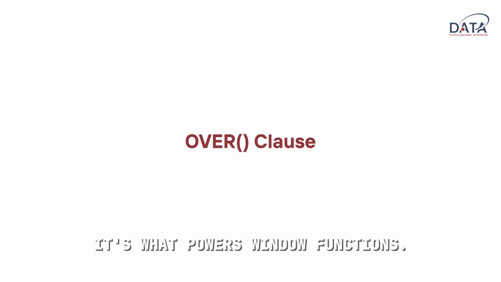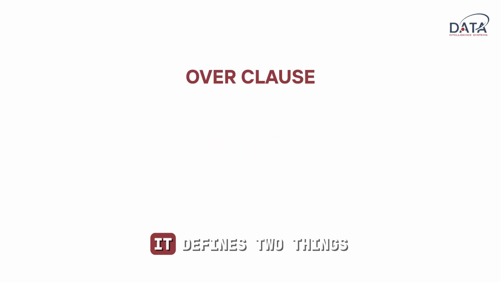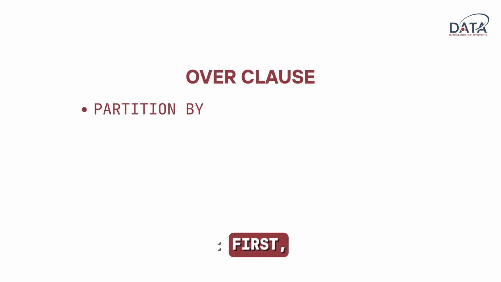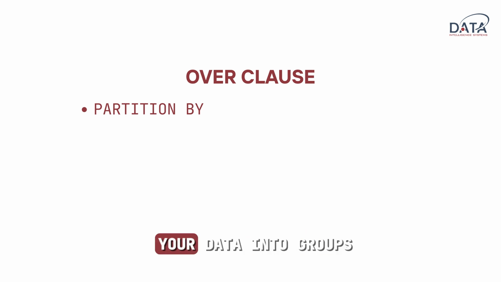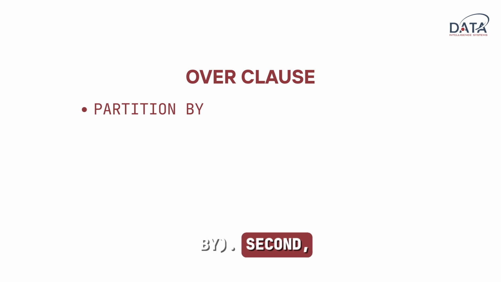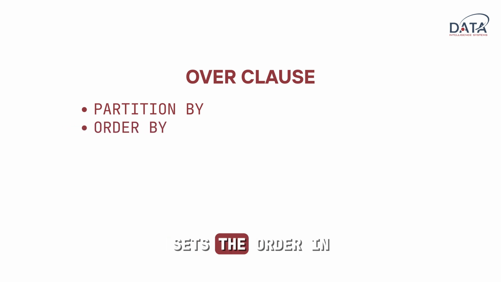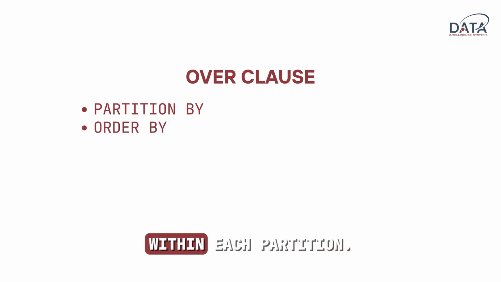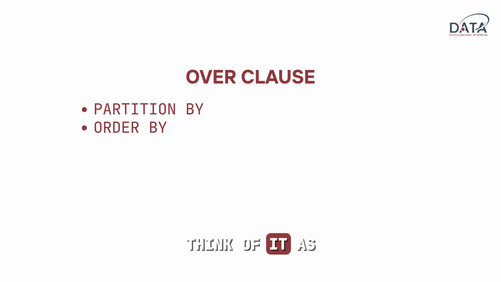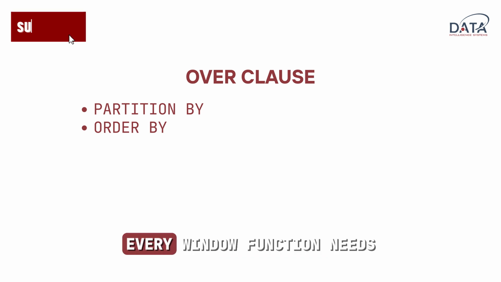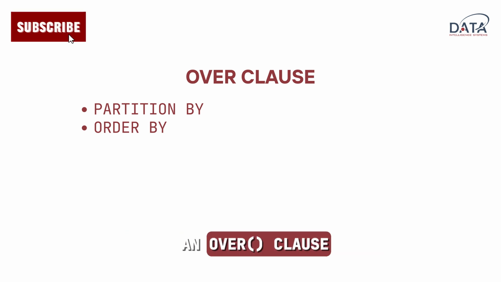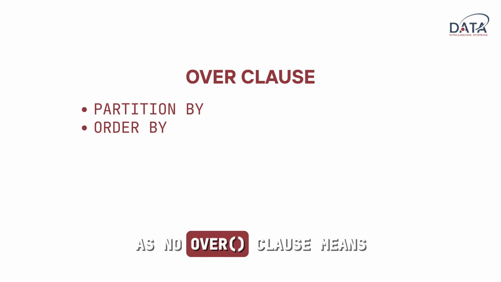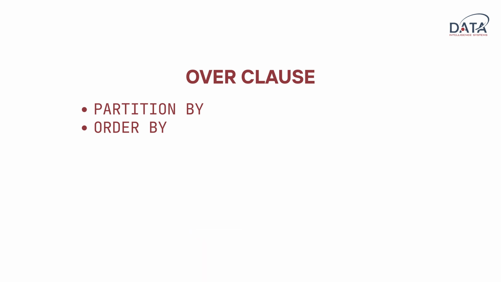Finally, let's quickly talk about the OVER clause. It's what powers window functions. It defines 2 things. First, PARTITION BY. This breaks your data into groups, kind of like GROUP BY. Second, ORDER BY. This sets the order in which the function operates within each partition. Think of it as setting the frame for the calculation. Every window function needs an OVER clause, as no OVER clause means no window function.